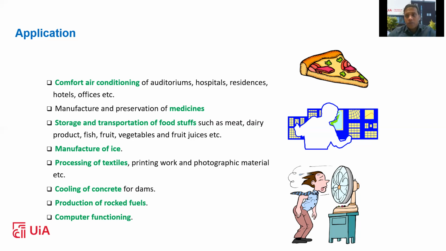And also the production of rocket fuels, and computer functioning, because nowadays it is a very good use. I could say this one, computer functioning. We have a lot of data, so all the data centers use a kind of cooling system. So nowadays it's a really huge use, a multi-million-dollar market, I should say, in computer functioning and data center cooling.